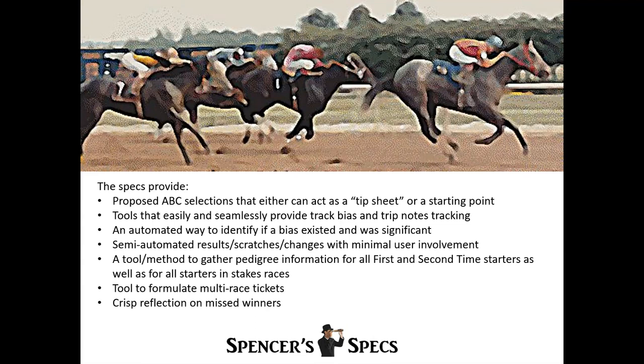We have a semi-automated way that you can go and get the results, scratches, and changes. There's a little bit of user involvement to go and copy and paste some data from Equibase. But once you get that data in, it will pull the scratches, changes, results out of that information and utilize it to highlight where the winners were and to remove scratched horses, to modify the track condition or changes in surfaces, distance, and jockeys.